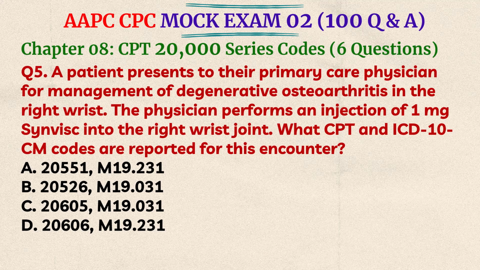So there are 4 answers available. Take your CPT and ICD-10-CM code books and find the answer. So here you have to highlight that this is degenerative osteoarthritis in the right wrist, and the injection is given in the right wrist. So you can use the elimination method as adjacent codes are used here. So let's find out the CPT code first.